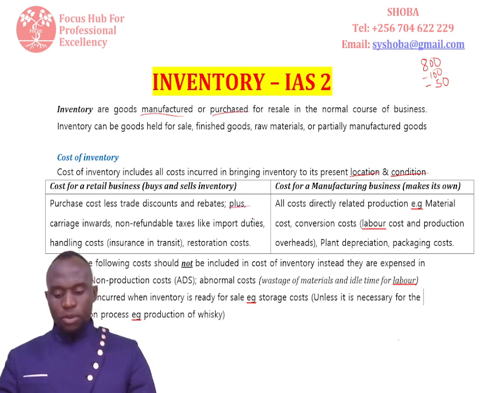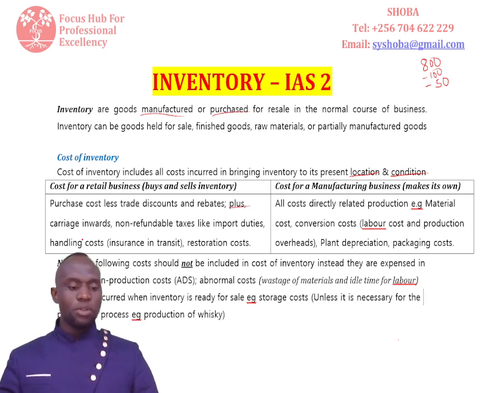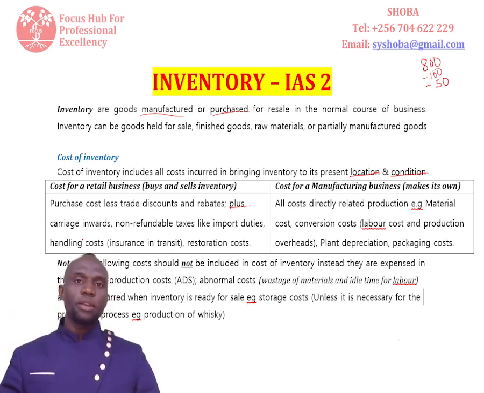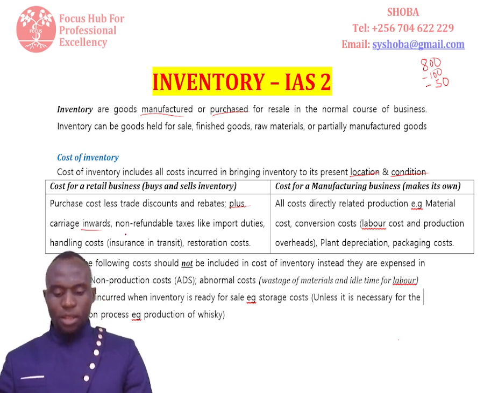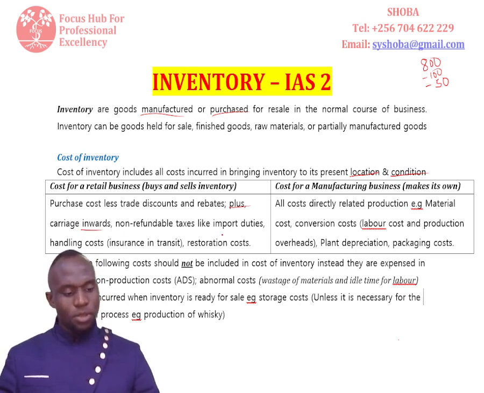So we need to add on the carriage inwards, because the definition says total cost incurred in bringing the inventory into its present location and condition. We are not going to be selling phones from the UK. We have to deliver it here. So carriage inwards would be added, and non-refundable taxes. If carriage inwards, we have to pay DHL, a transport company, maybe $50. Then import duties could be $30. That will also be added.